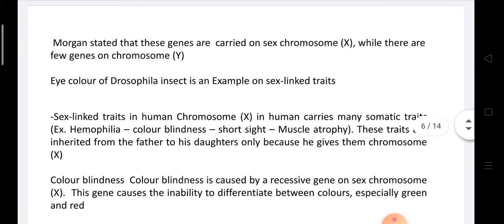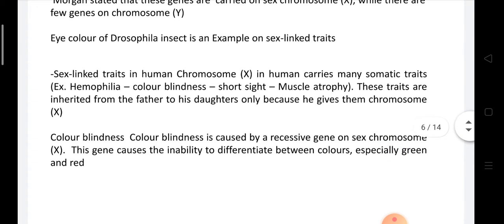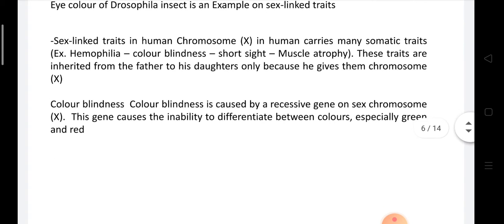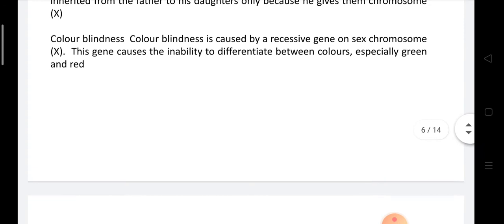Sex linked traits in human: chromosome X in human carries many somatic traits like hemophilia, color blindness, short sight, and muscle atrophy. These traits are inherited from the father to his daughters only because he gives them chromosome X, while mothers give their chromosomes to daughters and sons.